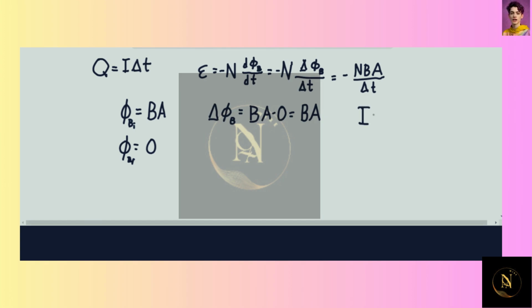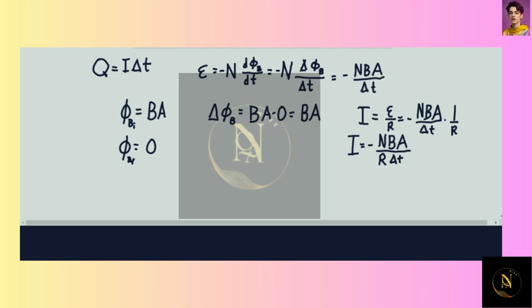Now another expression that'll be useful for us in determining the total charge Q is the expression for induced current I. I is equal to the induced EMF divided by the resistance R. We have an expression for the induced EMF above, so we can substitute that into our expression for I here, and rewrite it as minus NBA over delta T times 1 over R. So our final equation for the induced current will be I is equal to minus NBA over R times delta T.